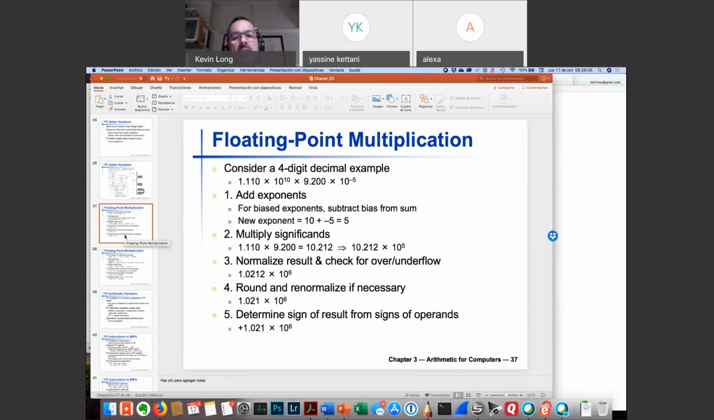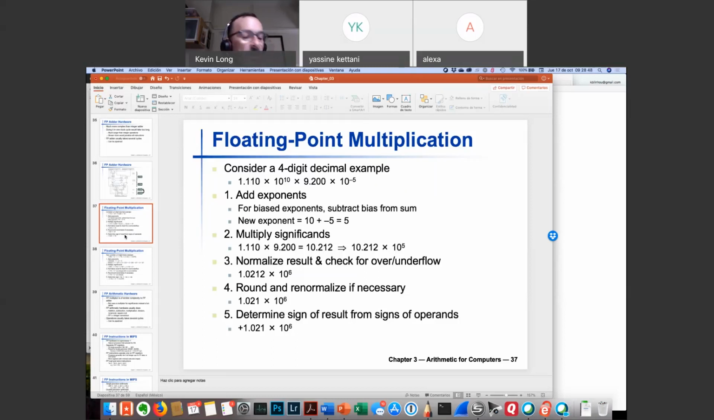Multiplication's a little different. We don't have to shift things around. For biased exponents, you're going to take the bias from the sum of the two. You don't take the bias out twice. So if you've got 10 to the 10th and 10 to the minus 5th, as we do in the first line of our example, then when I multiply these things, I basically add the exponents together. I'm going to end up with 10 minus 5 equals 5, and that is my new exponent. Then I'm going to multiply the significands, 1.110 times 9.200, and I'm going to end up with my number there, times 10 to the 5th. I once again need to normalize, check for overflow and underflow, and round if I need to.